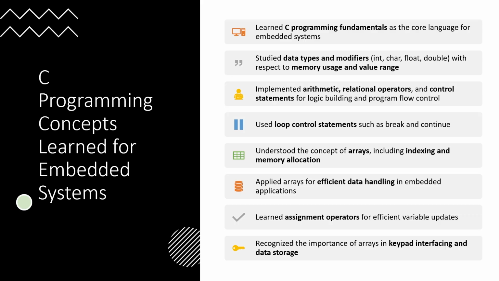Operators such as arithmetic and relational operators were used for calculations and decision making. Control statements like if-else conditions, loops, which include for loop, while loop, and statements such as break and continue were used to control program flow and logic. As the programming concepts progressed, arrays were introduced. Arrays are used to store multiple values of the same data type and are very useful in embedded systems when handling multiple inputs or data values. Understanding array indexing and memory allocation helps in applications such as keypad scanning and data storage. Assignment operators and other advanced operators improve the efficiency and readability of the code.